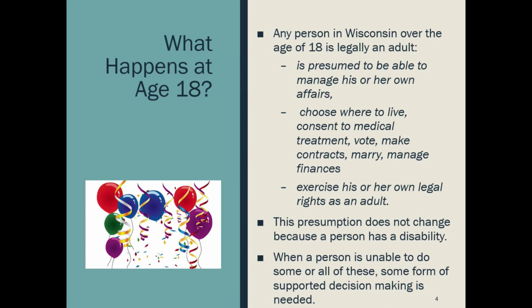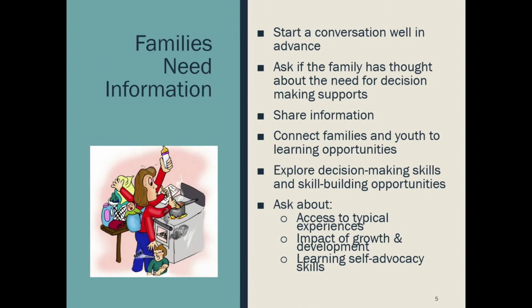So if we are anticipating that a young adult might need decision-making supports, we want to be aware of what the range of options might be and to be thinking about this ahead of time in terms of what we think that might look like and what we want to do. Some of the things that families and those who support families can do to help is to start the conversation before a young adult turns 18. Just ask the family, have you thought about whether or not your young adult might need decision-making supports, and what are you thinking about in that regard?